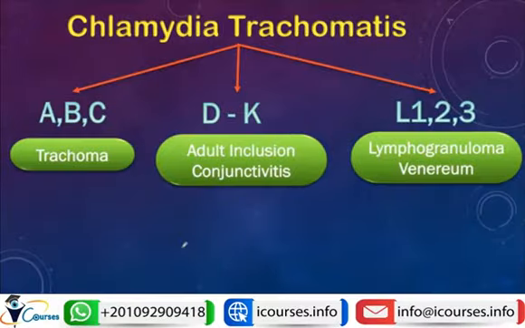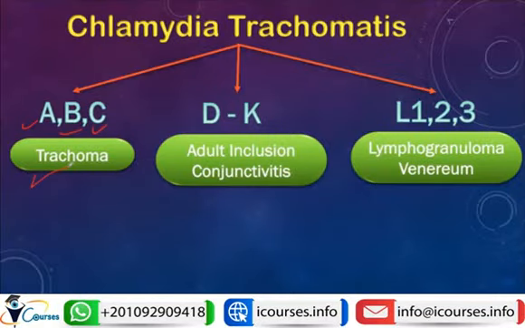There are several types of chlamydia. What concerns us here as ophthalmologists is Chlamydia trachomatis. Chlamydia trachomatis itself has several serotypes. Every one of them is linked to a specific disease. So Trachomatis serotypes A, B, and C have been linked to trachoma.